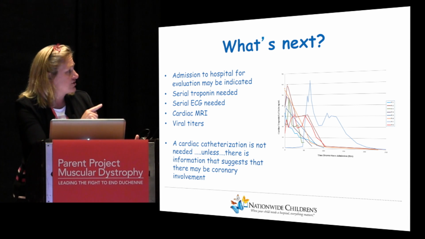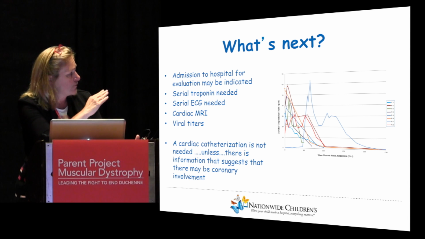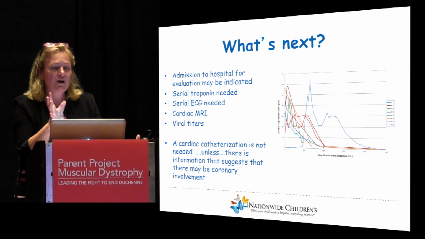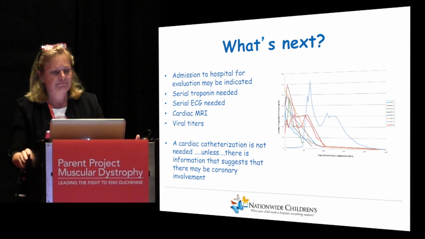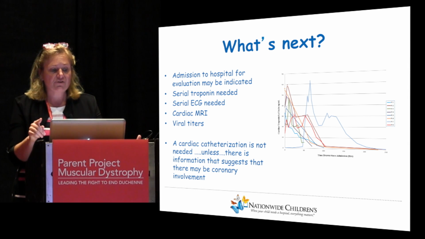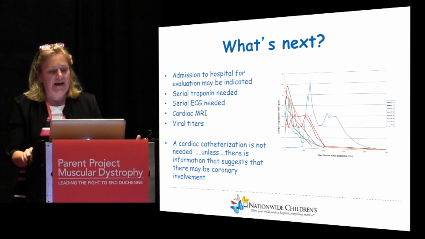And you can see there's a rapid spike up, and then over the next several days, these troponin levels return to baseline. So there is an episode of myocardial injury that's occurring, but yet the levels return back to baseline. Once you get admitted to the hospital, we'll need to check serial troponin levels and serial EKGs. We'll also like to obtain a cardiac MRI and some viral titers. I think it's important to note that a cardiac catheterization is not needed. Do not let the cardiologist do a cardiac catheterization because this is not coronary artery disease.